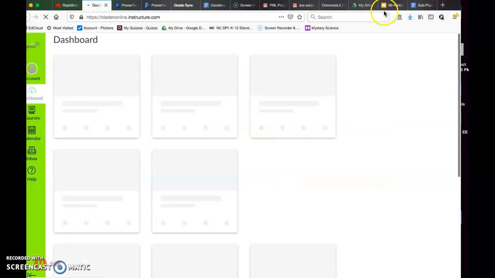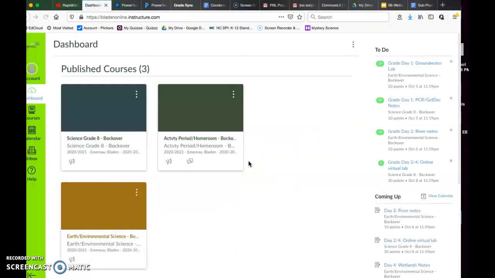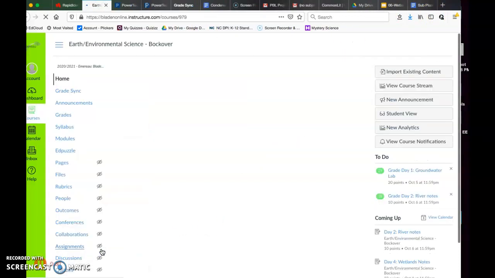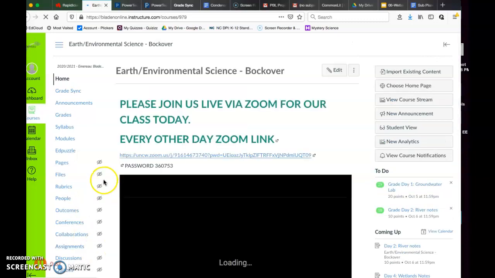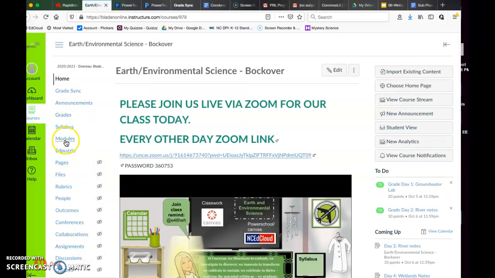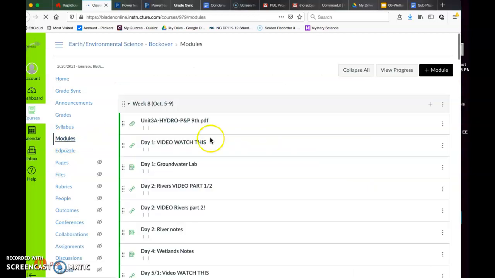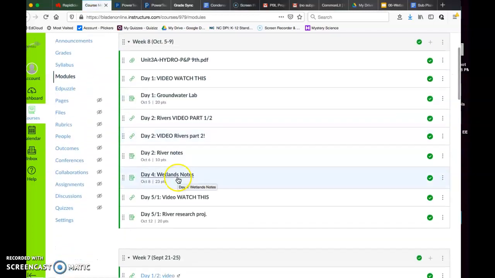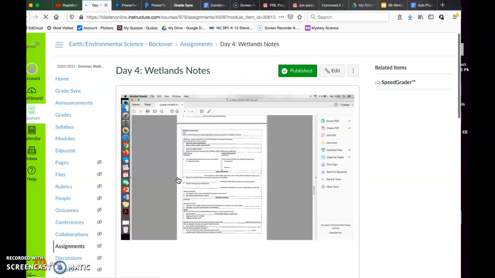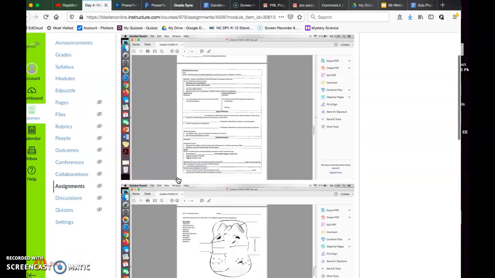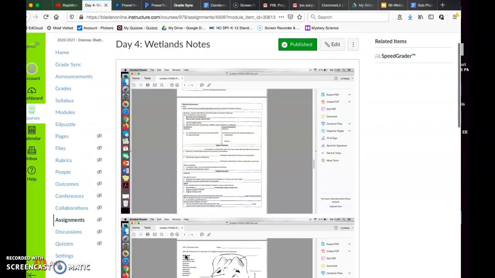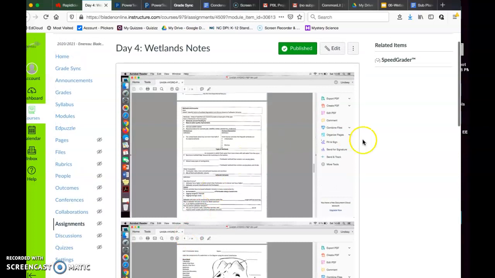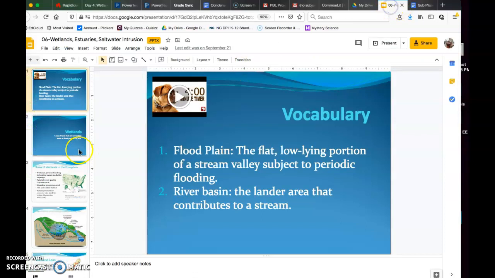Go into Canvas real quick to show you what pages we're going to. So here you are, Earth and Environmental. Go down to modules. We are on day 4, wetland notes, so let's see what those look like. There are 2 pages. One is more of a worksheet, and the other one is wetland note. So here it is. If you will go, it says wetland and estuaries. We're going to get started.